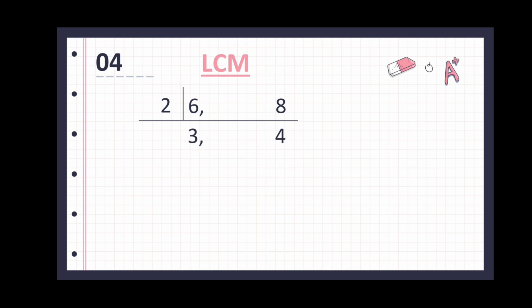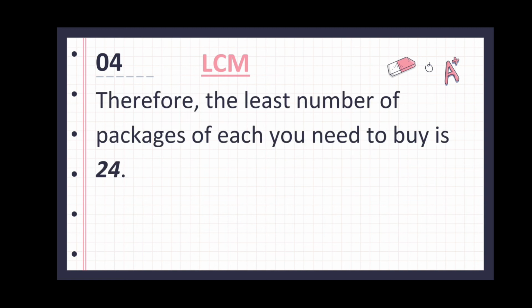The next step is multiplying the factors and the co-prime numbers. So we have 2, 3, and 4. 2 times 3 times 4 equals 24. Therefore, the least number of packages of each you need to buy is 24.